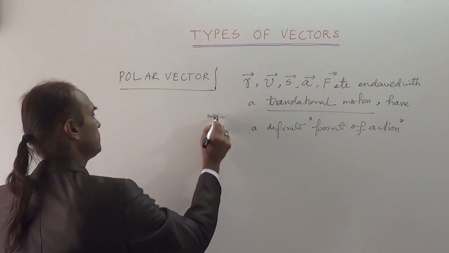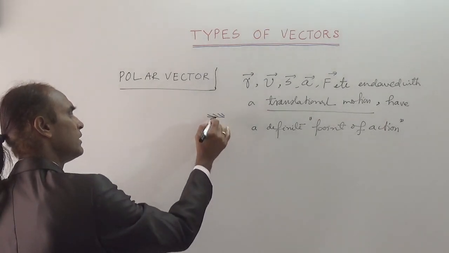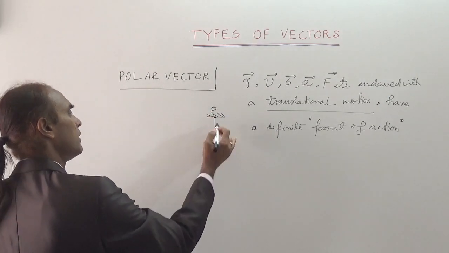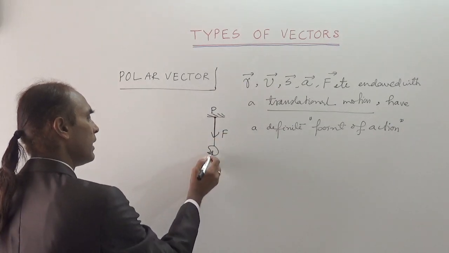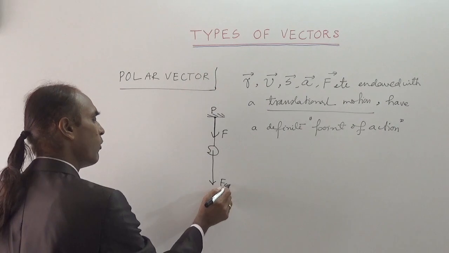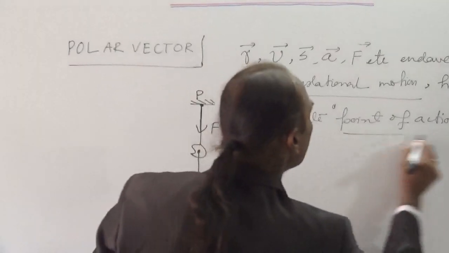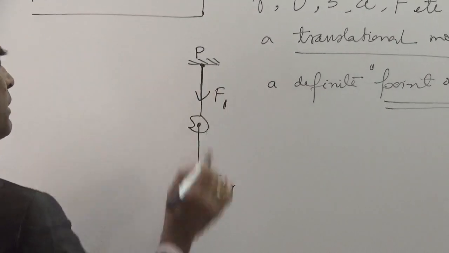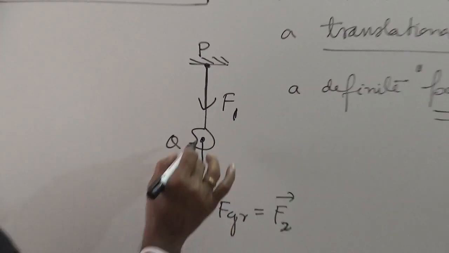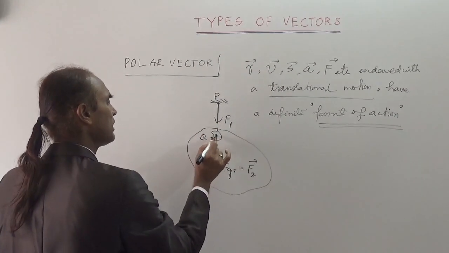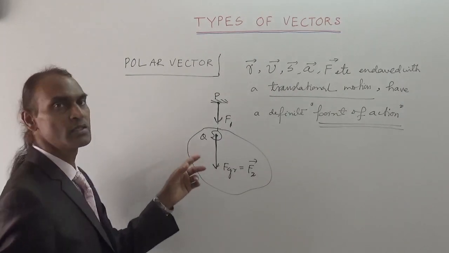Suppose a mango is hanging at this point. The string is connected here, and the mango is pulling this point P downward. Mango is applying a force in this way. So this is the force that mango is applying. Gravity is applying a force in this way on the mango. So this force is having a definite point of action. This force F1 is acting at this point P. This force F2 is acting at this point Q. So this is the point of application of force F2. This is the point of application of this force F1. So force is a polar vector.